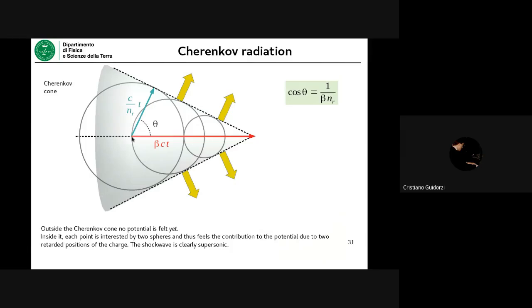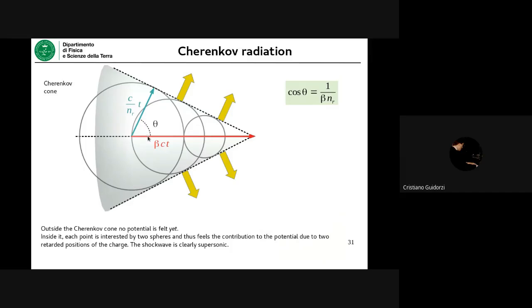Because in the time the source travels from here to here, the velocity of the source is just beta c. So it means that within a time interval t, the travel path is this one, but in the very same time the wave fronts are propagating with the speed of light in the medium, so the corresponding velocity is c over the refractive index, times t.